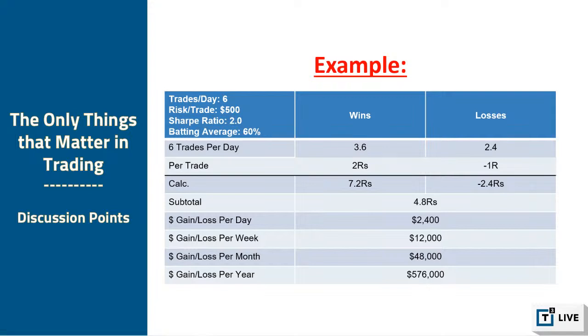you could end up with a lot of money at the end of the year. So let me show you how these 4 things change the totals, how they influence the bottom line.